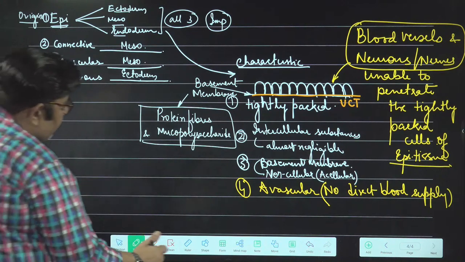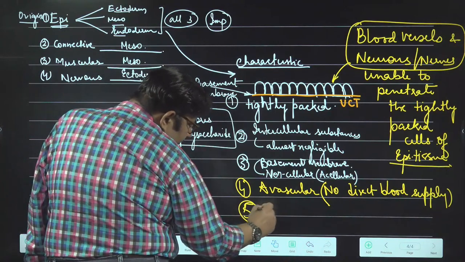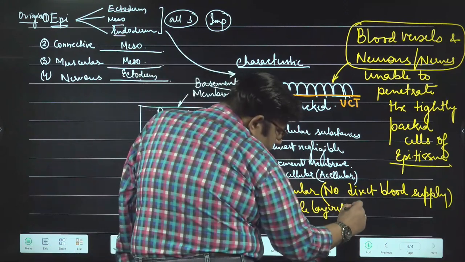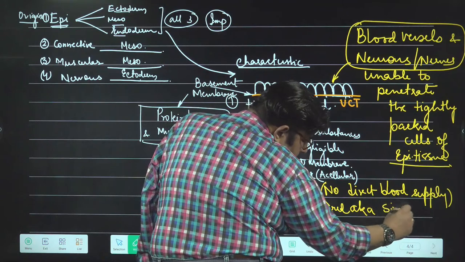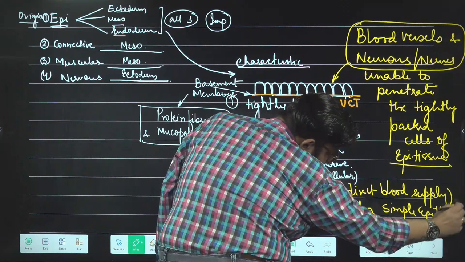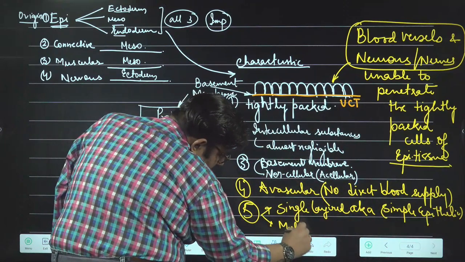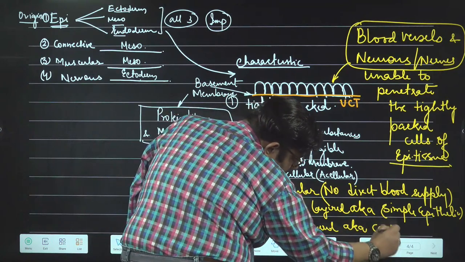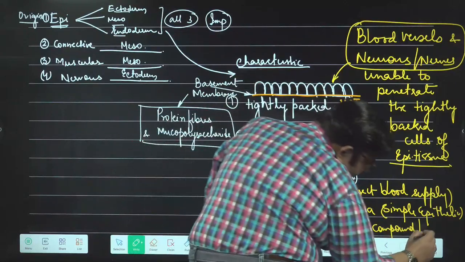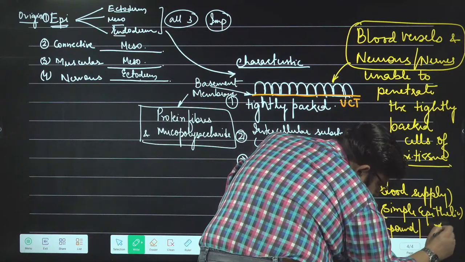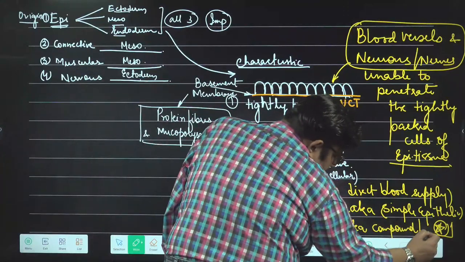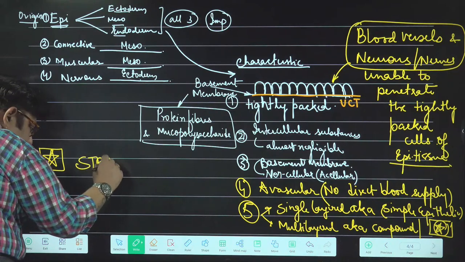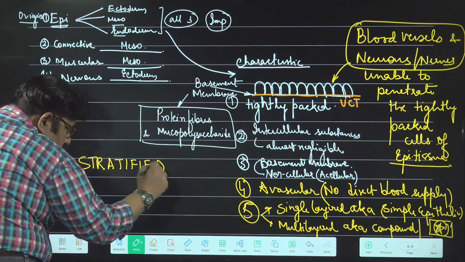Point five. This tissue can be single layered, also known as simple epithelium, or it can be multi-layered, also known as compound epithelium, or also called stratified epithelium. Beta, there is a word here, and I am putting this word elsewhere. The word is stratified, also called stratified epithelium.